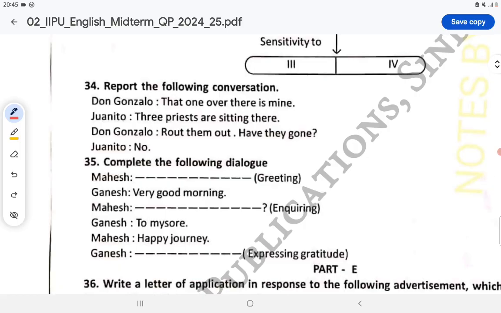So you should know the type of sentence first, and then you should know the gender of the speaker, who is speaking it. And then what else? You should know the gender of the speaker, and then the tone of the speaker.